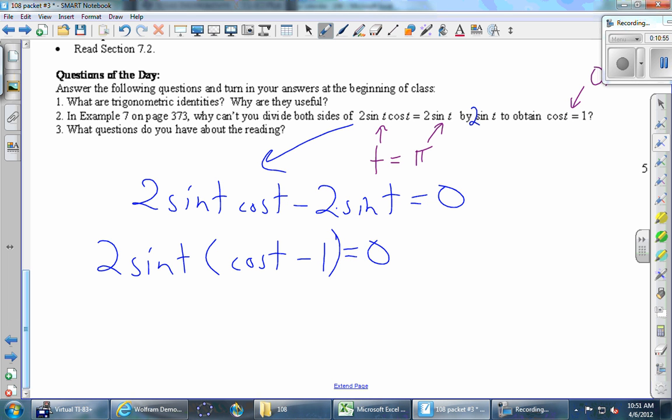but it's still there. And then I get to split it up and say either 2 sine of t is 0 or cosine of t minus 1 is 0. The right-hand side is exactly what we expected. Cosine of t equals 1. The left-hand side is the stuff that we divided by, but it still has solutions. So don't divide both sides, but rather bring everybody over and then factor.